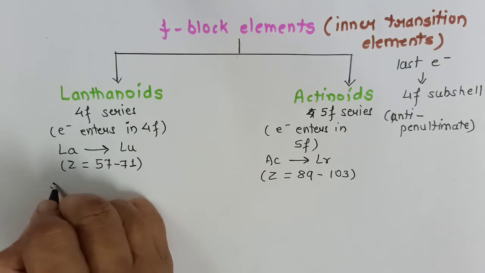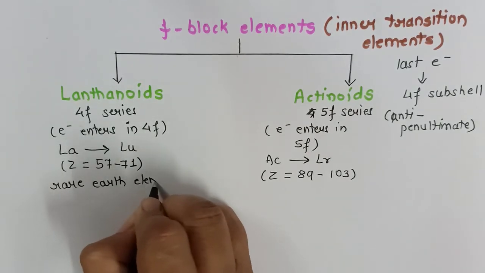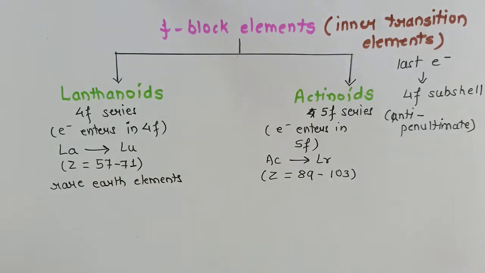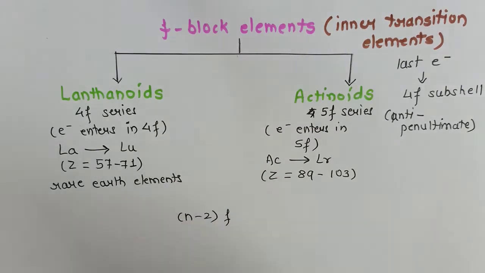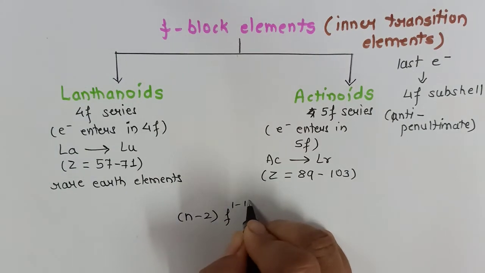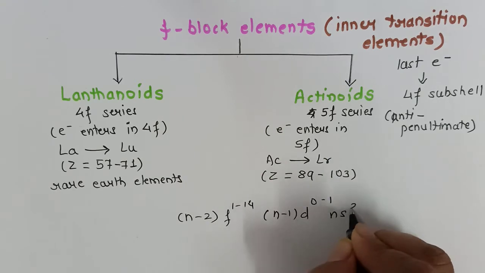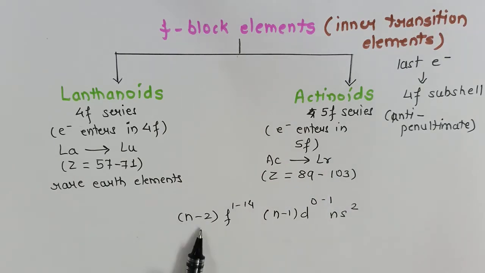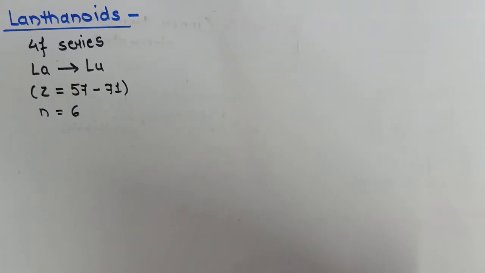Lanthanoids are also called rare earth elements, as they exist in the earth rarely. The general configuration of F block elements is (n-2)f 1 to 14, (n-1)d 0 to 1, ns2. So just now we have seen that the last electron will enter the anti-penultimate shell, that is the f shell. So with this basic knowledge we will first study lanthanoids.